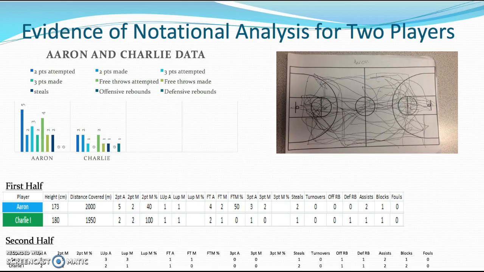Aaron made 2 steals and Charlie made 1. Neither made an offensive rebound, but Charlie achieved 1 defensive rebound. According to the data, Aaron wins 3 of the performance criteria categories, and Charlie wins 2 of them. This would suggest that Aaron is the better power forward and should be chosen.